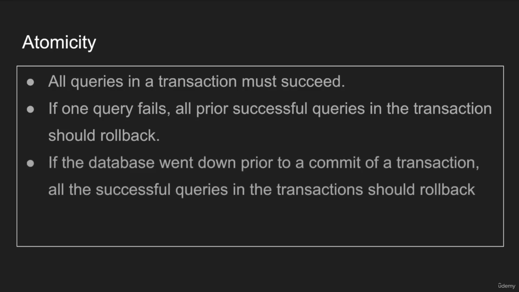So what happens if the database goes down during my transaction? I can't really roll back because the database goes down. What happened in this case, if the database went down prior to a commit, you didn't really commit the transaction. All the successful queries in the transaction should be rolled back, right? Even if you had 100 successful queries in this transaction and your query didn't fail, but the database just crashed, right?